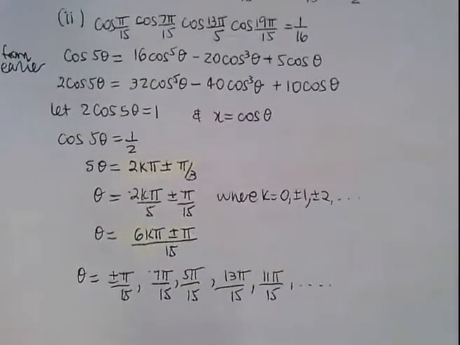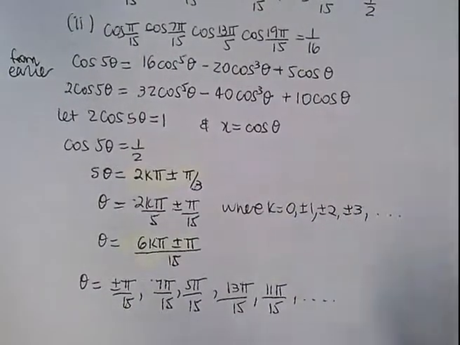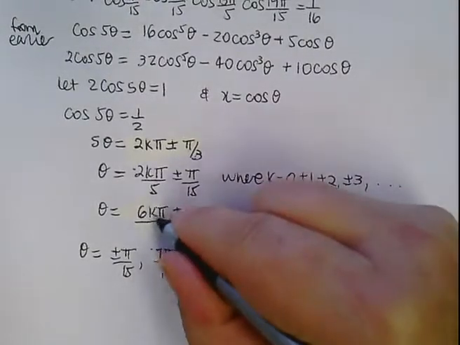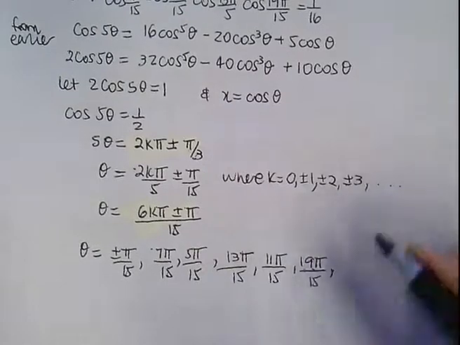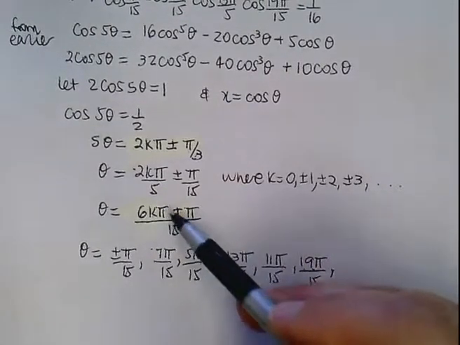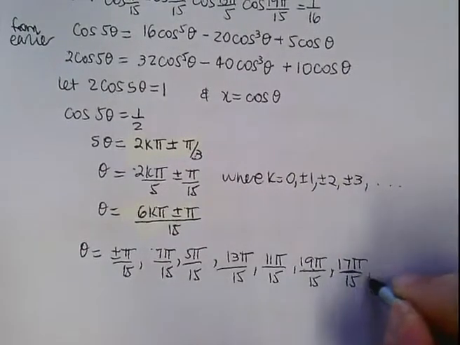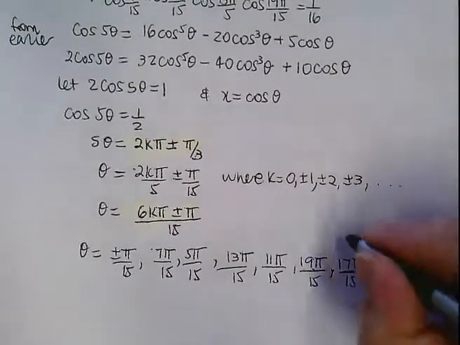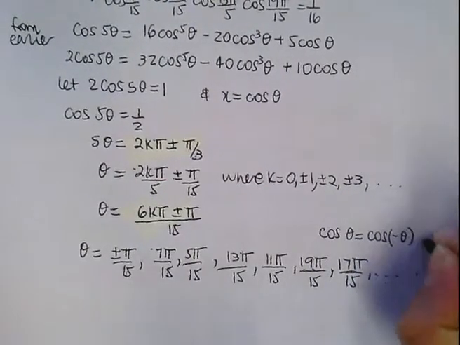And if we look at what we're trying to prove, what we might do is just keep going with plus 3 because we're trying to get 19 pi. So when k is 3, we've got 18 pi plus pi, that's 19 pi on 15. And when k is 3, we've got 18 pi minus pi, which is 17 pi on 15. So we won't need to do the negatives because they're just going to double up with the positive ones, because we know that cos theta equals cos of negative theta.